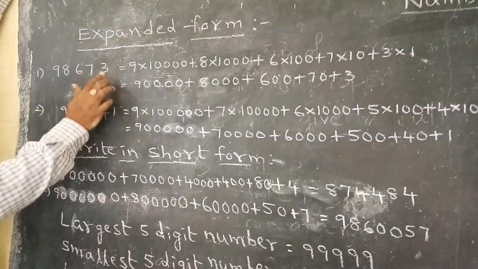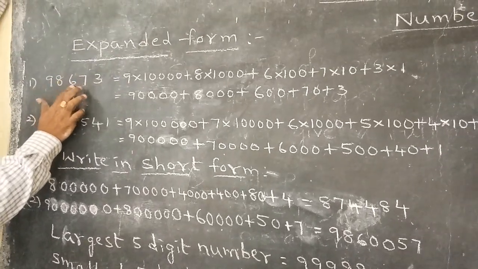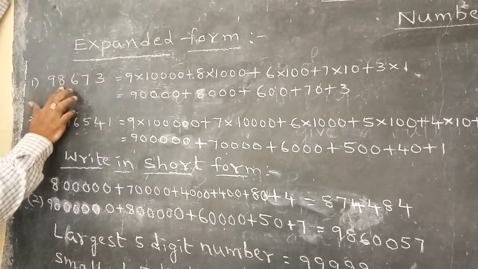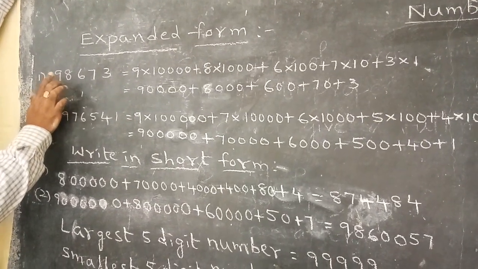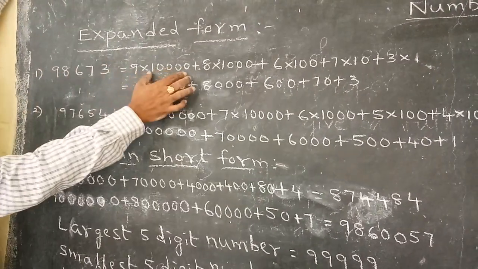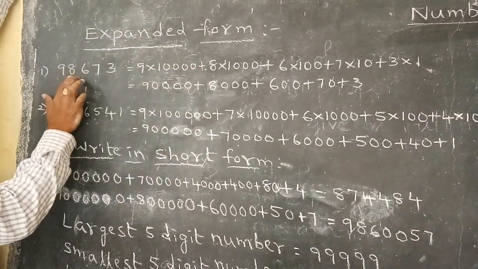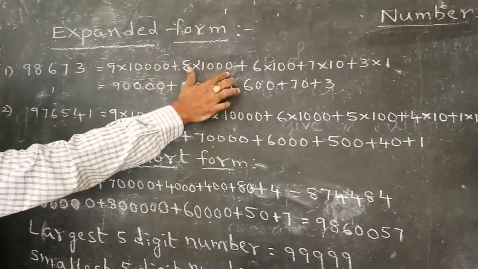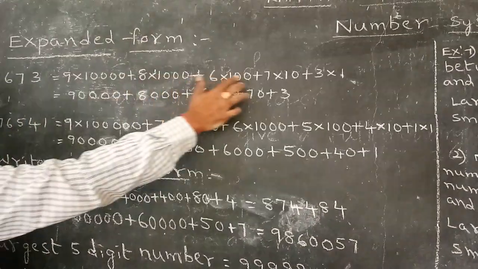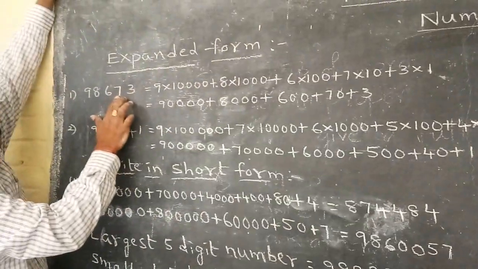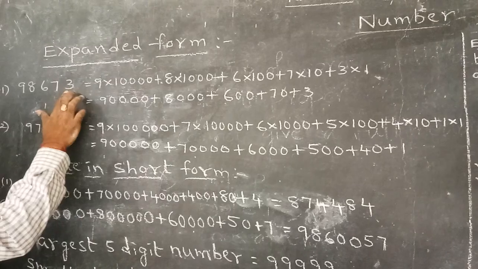Here the number is 98,673. The ones place digit is 3, tens place digit is 7, hundreds place digit is 6, thousands place digit is 8, and ten thousands place digit is 9. So 9 into 10,000, plus 8 into 1000, plus 6 into 100, plus 7 into 10, plus 3 into 1.